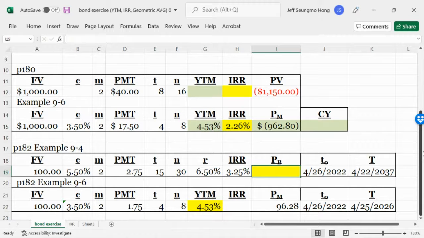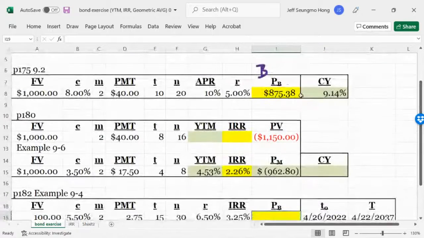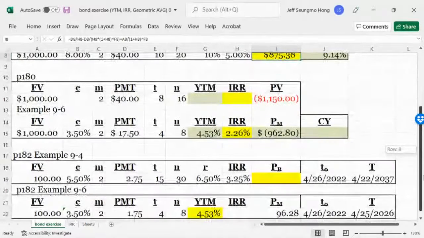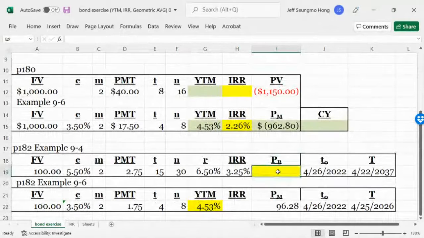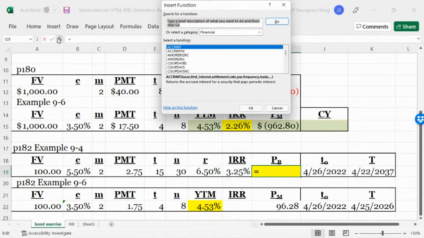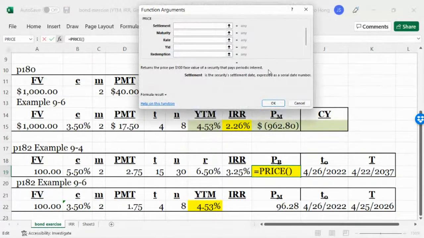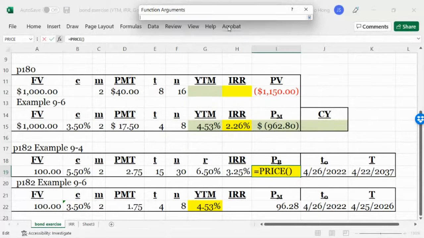Now, we can find price. We've done this all this time using the formula, right? But again, without using the formula, we can use Excel's built-in function. There's a price function. So again, go into the financial category and price. Hit OK. Give it what it's asking for.